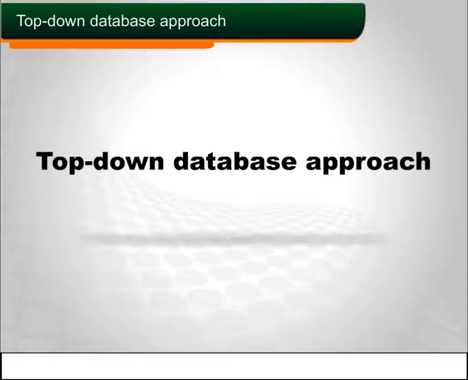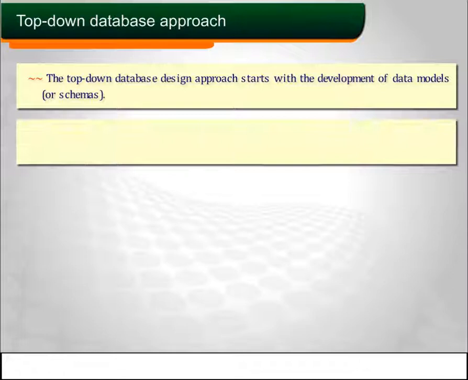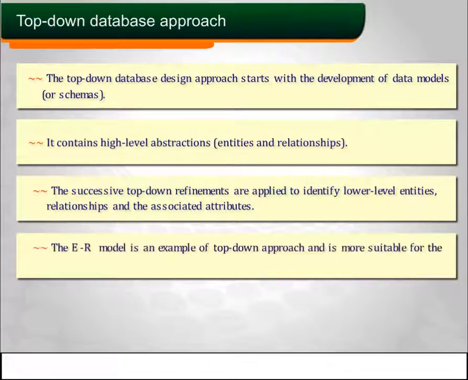Top-down database design approach. The top-down database design approach starts with the development of data models or schemas. It contains high-level abstractions, that is, entities and relationships. The successive top-down refinements are applied to identify lower-level entities, relationships, and their associated attributes. The ER model is an example of the top-down approach and is more suitable for the design of complex databases.